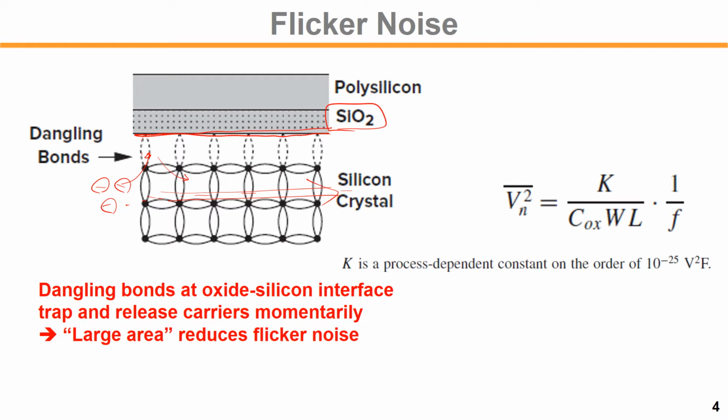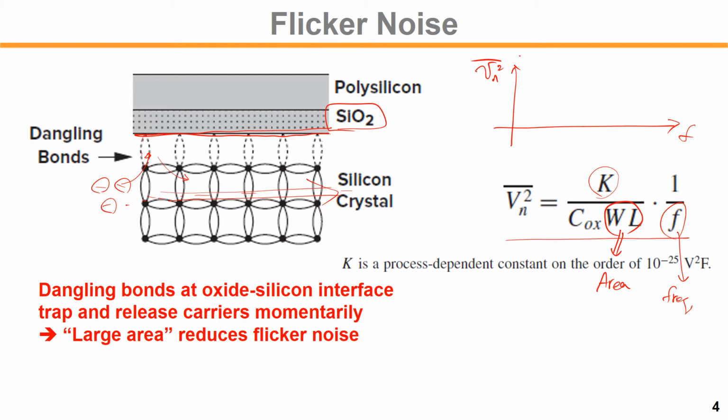As for flicker noise, the voltage noise density along frequency is like this. K is some proportionality factor, divided by C_ox W L. This is the area of the device, and this is the frequency. So Vn square will go down at 10 dB per decade. Decade slope is there.